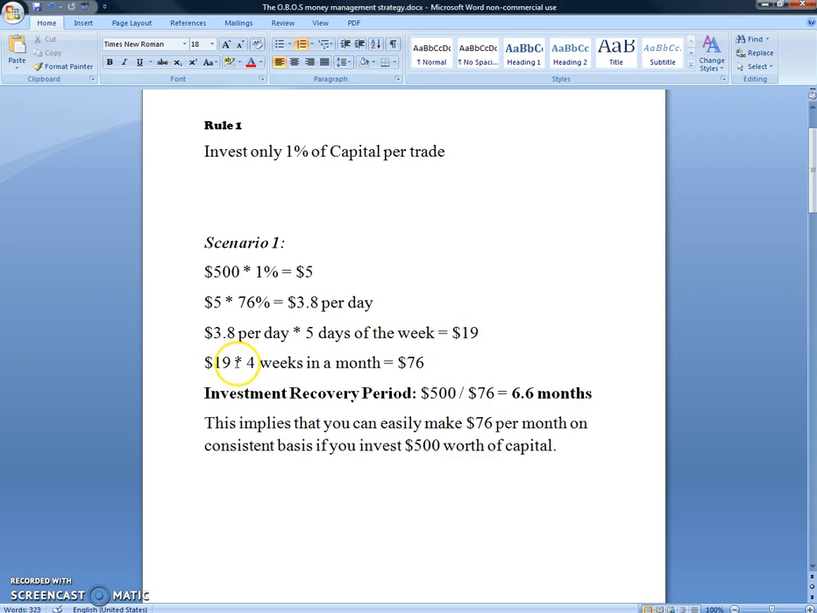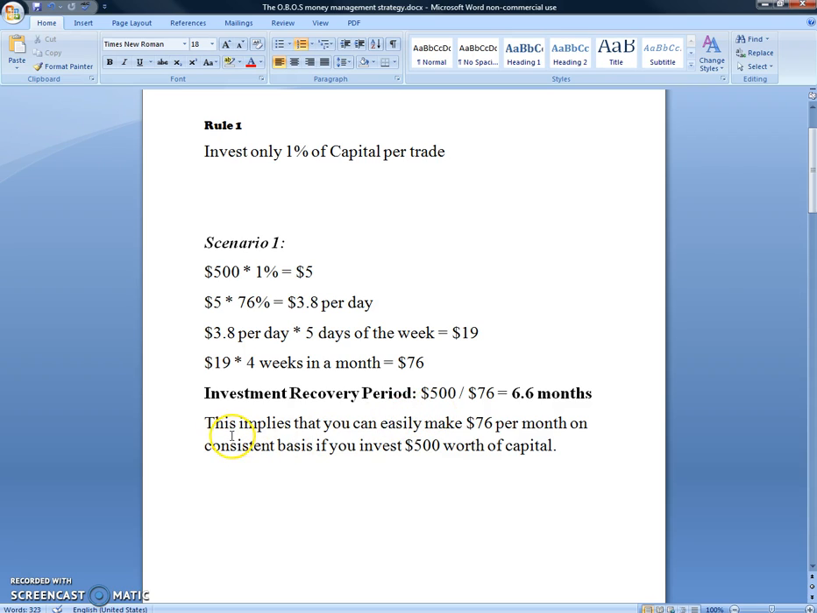Now, if you maintain this consistency within a month, you have 4 weeks in a month. That means that by the end of the month, you're going to make yourself $76 from just a $500 capital investment, risking just $5 of your capital per trade. This means it's going to take you virtually 6.5 months to make a 100% return, to get your $500 back, if you use this strategy. Patience is what you need in binary options. You need to apply patience.